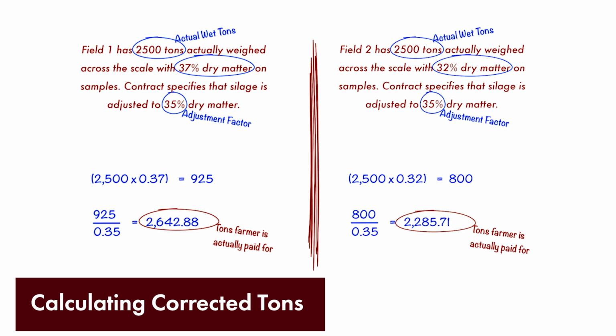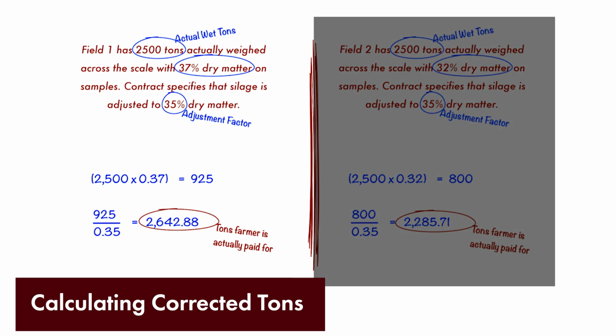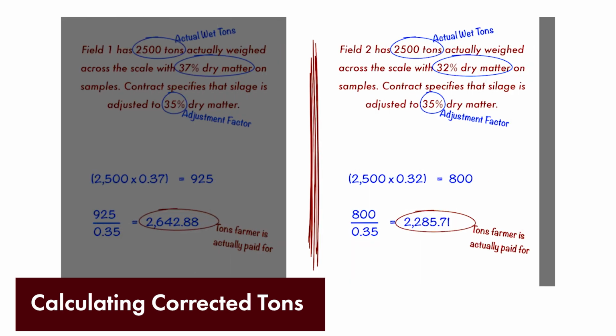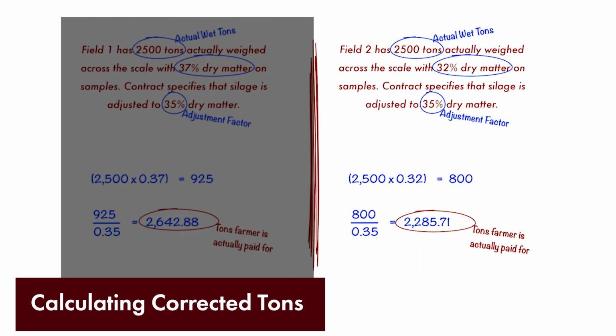See the difference there? We both had the same scale weights, but this feed was way drier. So then the farmer actually saw more tons than what was weighed across the scale. Versus this feed was way wetter. So then we are going to pay less than what was brought across the scale, because we're buying more water if the dry matter percentage is lower.